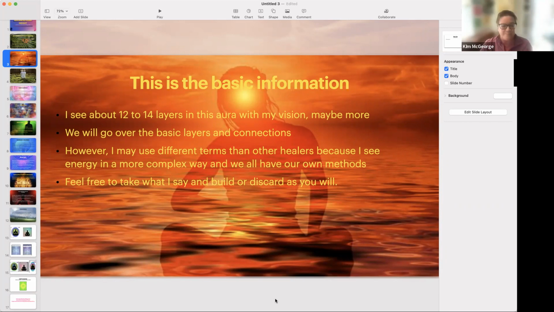And again, I may be using different terms from other healers, other books than Donna Eden, but I see energy in a kind of more complex way, and we all have our own methods. I'm not disagreeing with anybody. I'm not saying anybody is right or wrong. I'm just saying this is how I see it, and I welcome your contribution as well. So feel free to take anything I say, build on it, discard it, contribute to it, or throw it away. It will not hurt my feelings at all, and I can learn from you all as well.